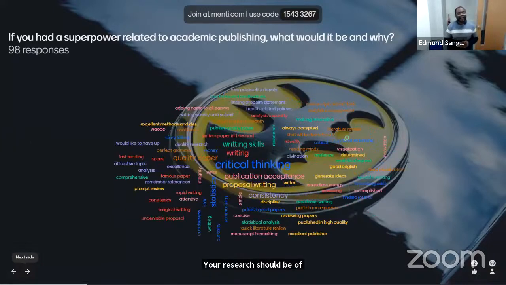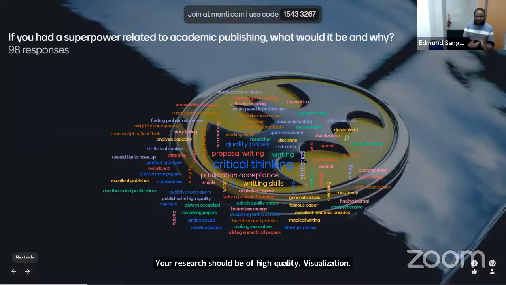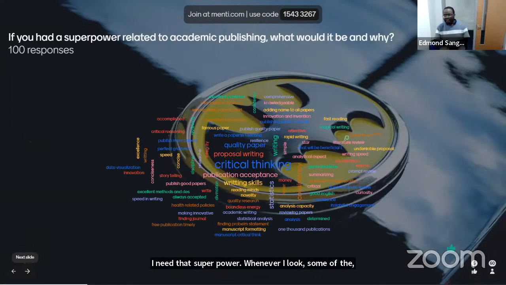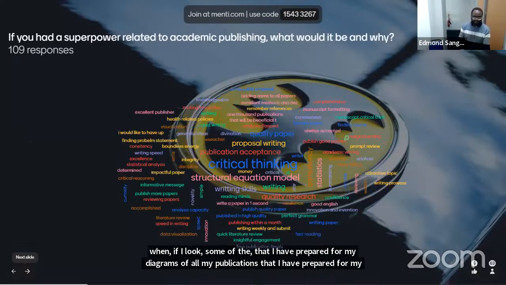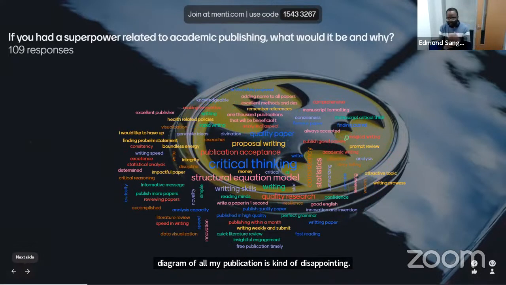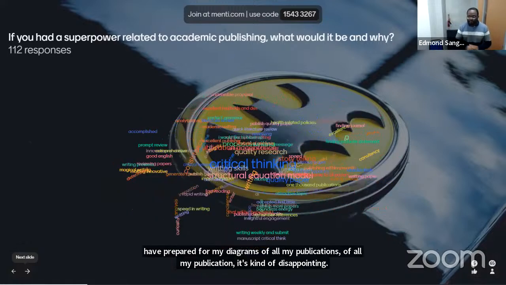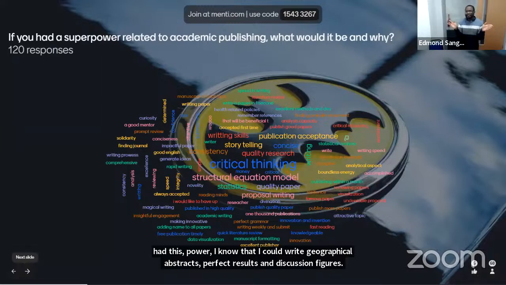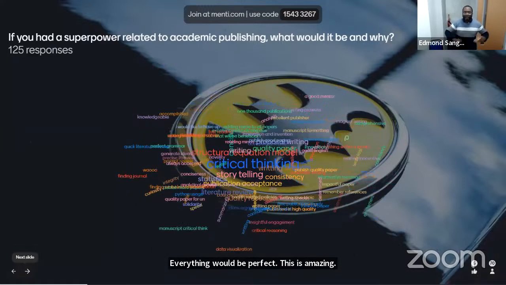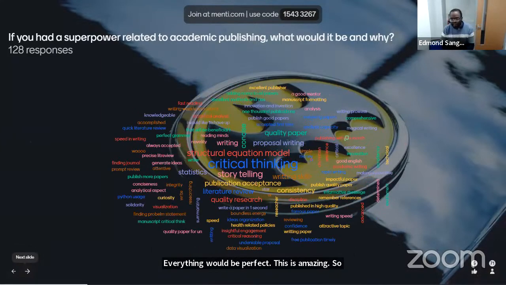Visualization. I need that superpower. Whenever I look back at some of the visuals that I've prepared for the diagrams of all my publications, it's kind of disappointing. If I had this superpower, I know that I could create perfect graphical abstracts, perfect results and discussion figures. Everything will be perfect. This is amazing. So from this activity, we can see all our longings, right?